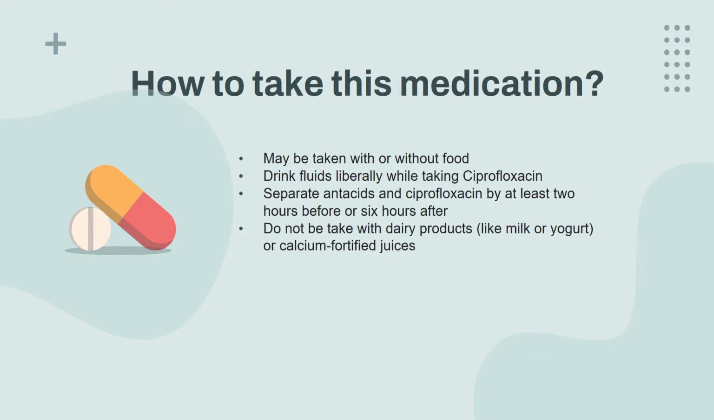First, let's discuss how the patient should take this medication. Ciprofloxacin can be taken with or without food. Patients should drink plenty of fluid while taking ciprofloxacin and separate antacid and ciprofloxacin by at least 2 hours before or 6 hours after. Do not take dairy products such as milk or yogurt or calcium-fortified juice while taking ciprofloxacin.